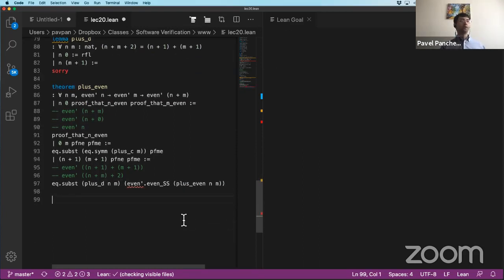Let me take some questions about what is this ID? What are we doing here with this combination of equality and induction to write down proofs of propositions?